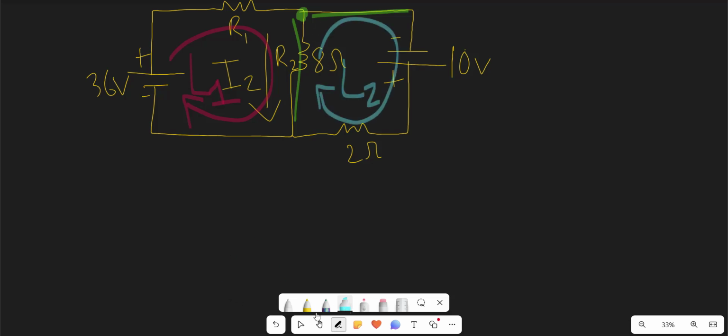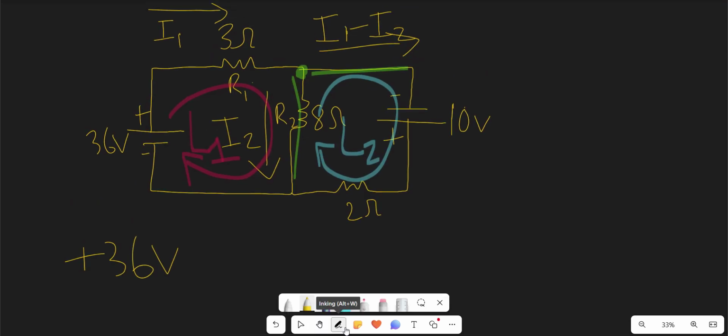So starting with loop 1, we have a 36 volt voltage source. So this is going to be a voltage rise because current is going from the negative terminal to the positive terminal. So we have a positive 36 voltage rise, and then once we go around, we'll come across R1, which if we scroll up has a value of 3 ohms. So if we use Ohm's law, it's going to be the current flowing through R1 times the resistance value of R1. So that's going to be I1 times 3. So this is going to be a voltage drop because it's going from a high to low potential.